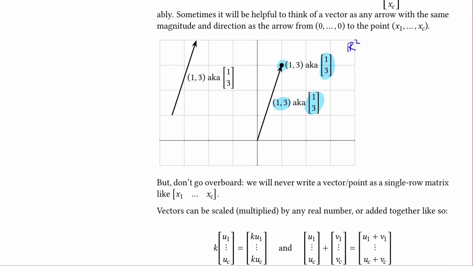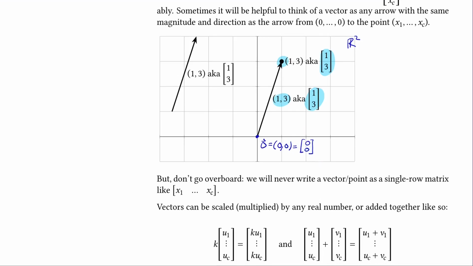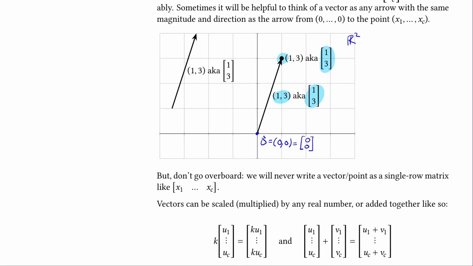Now, this is a special point right here, the origin, which we write as 0 with an arrow over it, or just (0, 0), or as a column vector (0, 0), like so. But don't go overboard with the notation. If we have a single row matrix with C columns like this, that is not the same thing as the vector that we're talking about.